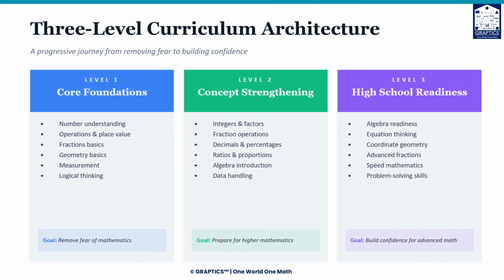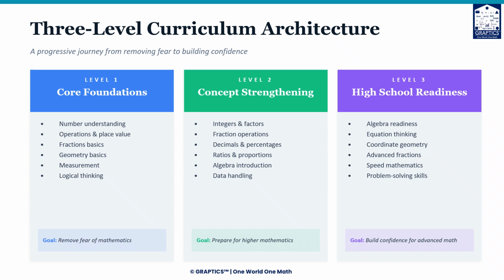This program is organized into 3 levels. You can think of it as a step-by-step learning journey. Each level builds on the previous one. Let us begin with level 1, Core Foundations. In this level, we learn basic ideas in mathematics, number understanding, operations, place value, and early ideas of fractions and geometry. The focus here is to make these ideas clear and easy to use.